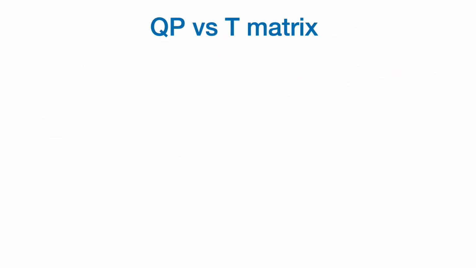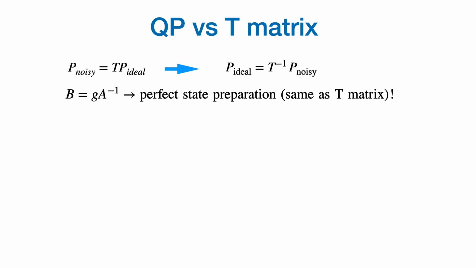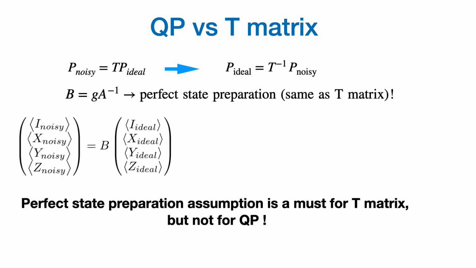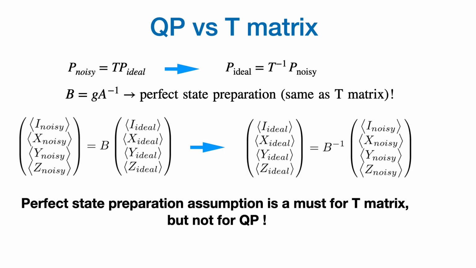Given this assumption, quasi-probability decomposition and transition matrix methods could be related, like this. They look similar in this way, but we hope to emphasize that they are different. At least, perfect state preparation assumption is a must for transition matrix, but not for the other one. This is important. You will see why by the end of this study.